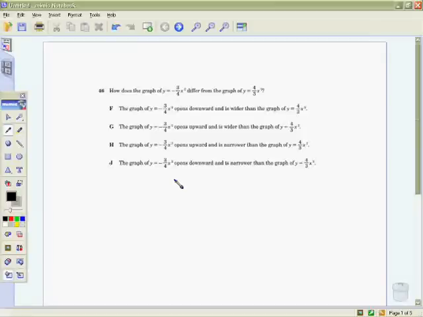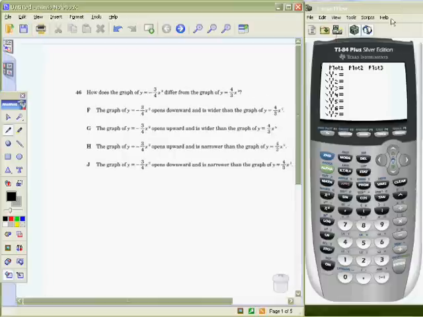Today we're going to talk about Objective 5, demonstrate an understanding of quadratic and other nonlinear functions. How does the graph of y equals negative 3/4 x squared differ from the graph of y equals 4/3 x squared? We're given four answer choices here, and basically we can use our calculator to solve this problem.